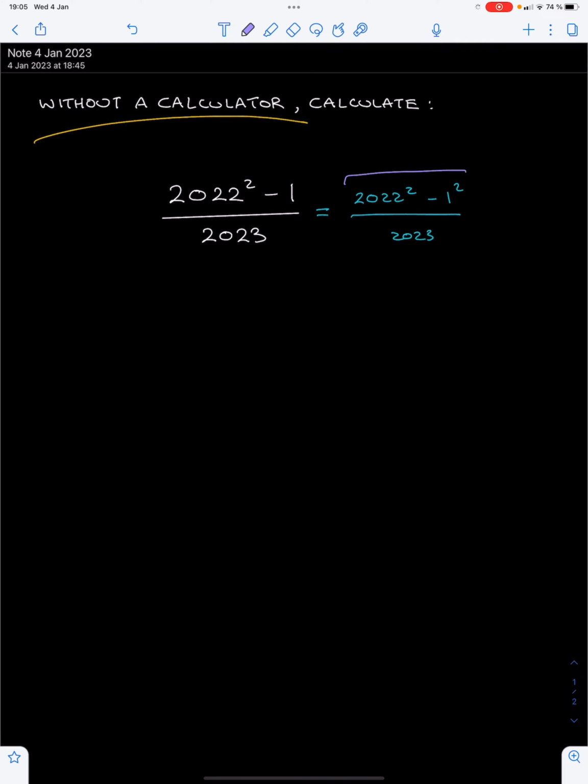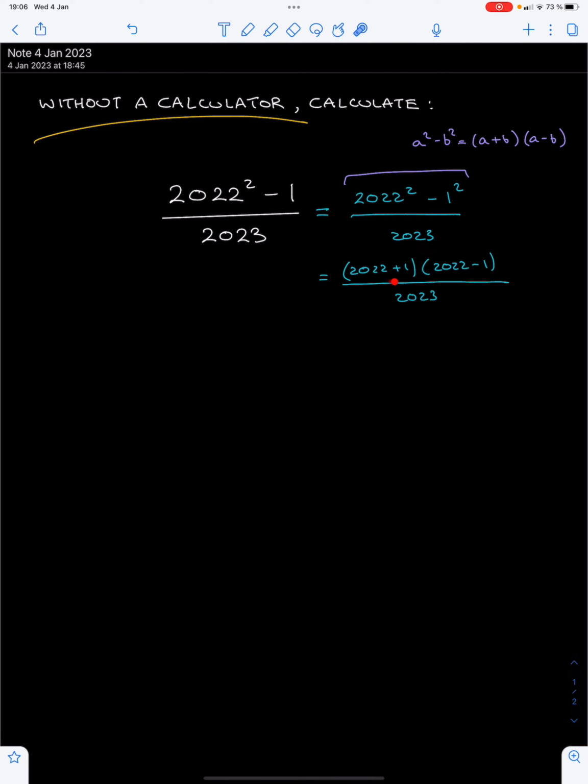Now, using the fact that when we have a squared minus b squared, we can write that in factored form as a plus b times a minus b, we can now rewrite all of this as 2022 plus 1 times 2022 minus 1. And all of that is written over 2023.